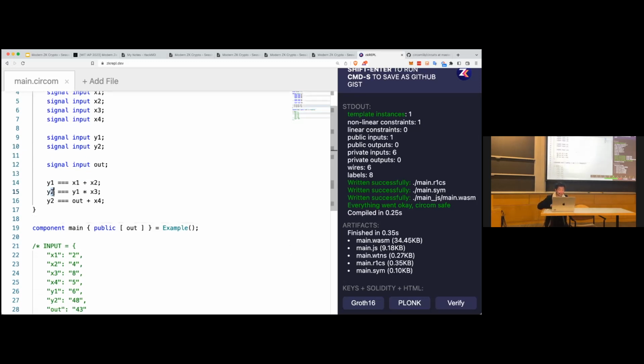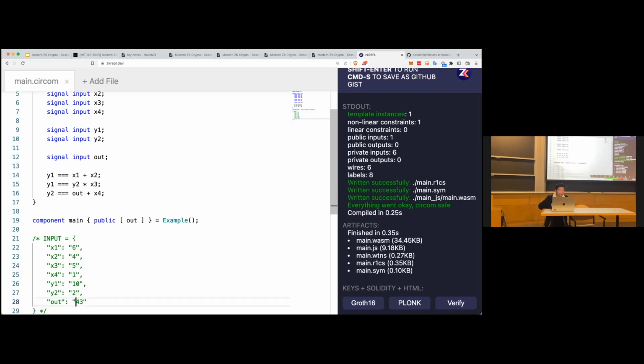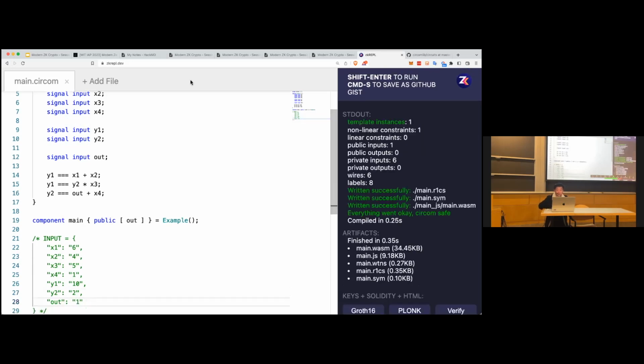So for that version of the circuit, that was y2 equals y1 divided by x3. So we're going to write the constraint y1 equals y2 times x3. And just to make this easier, maybe I'll just fudge the values a little bit. And I'll do 6 plus 4 divided by 5 minus 1. 6 plus 4 is 10. 10 divided by 5 is 2. 2 minus 1 is 1. And I can hit Shift-Enter. And again, everything went OK.